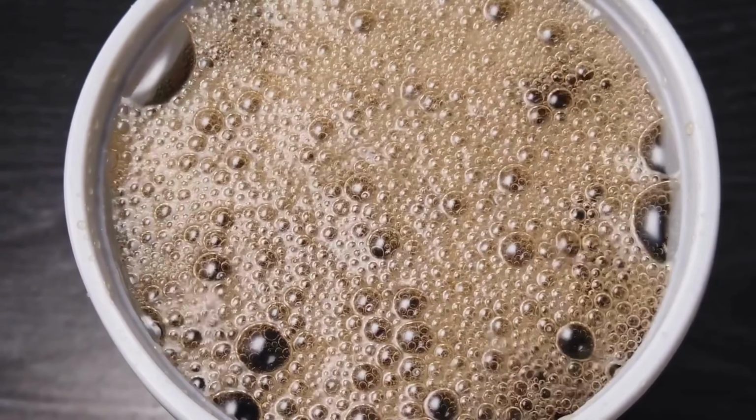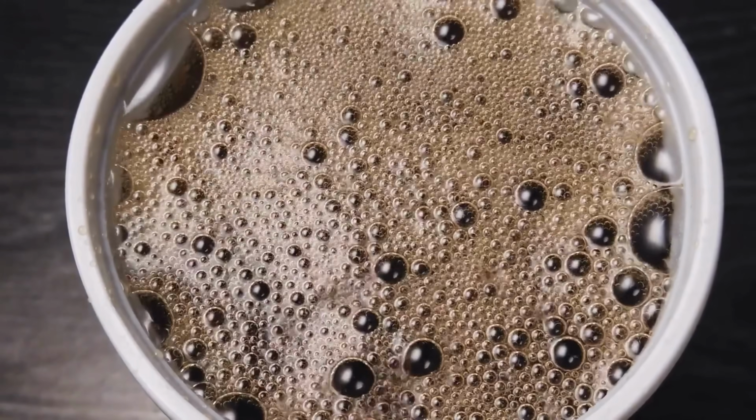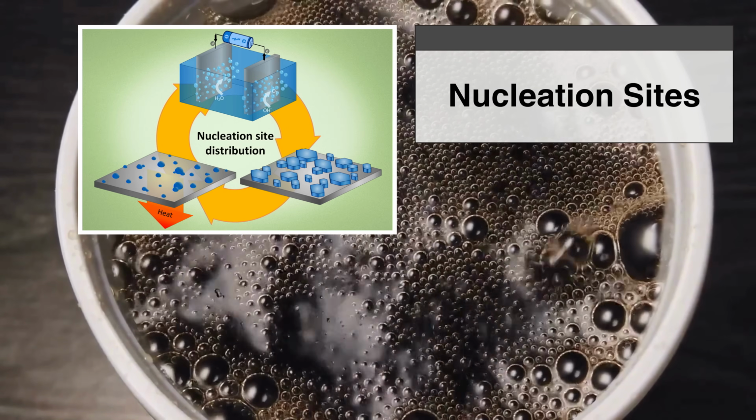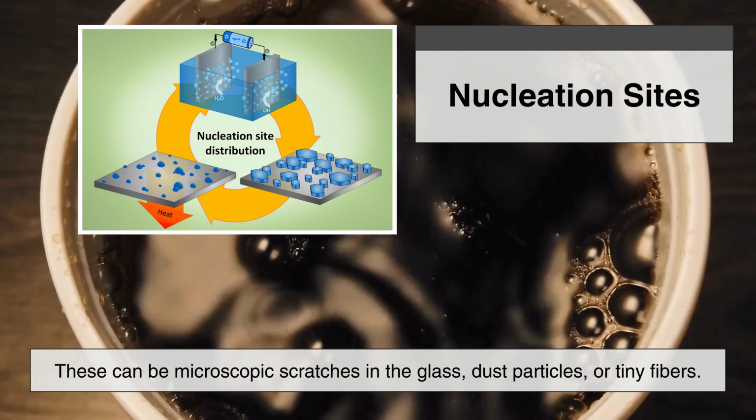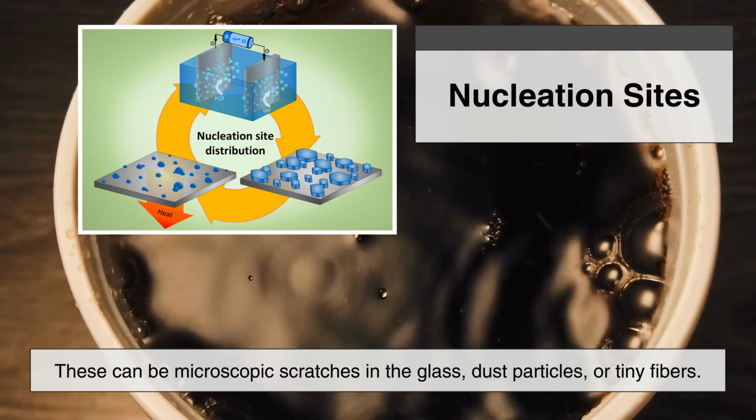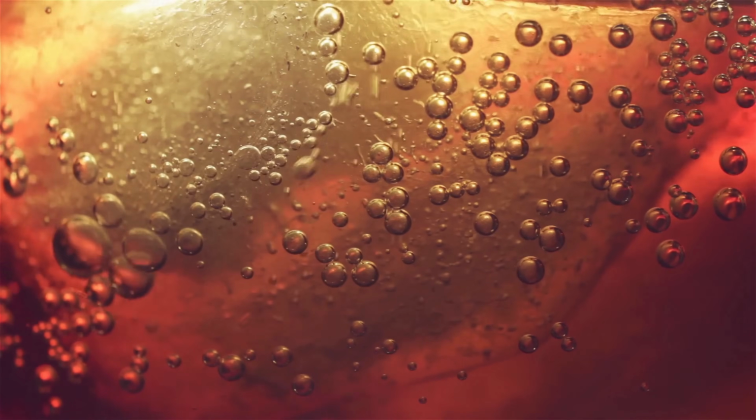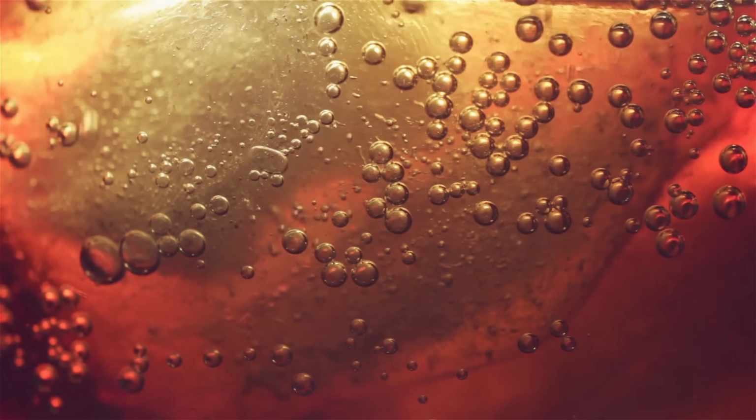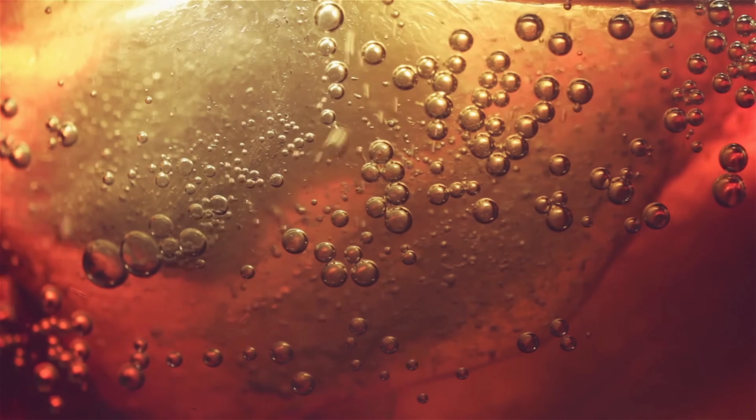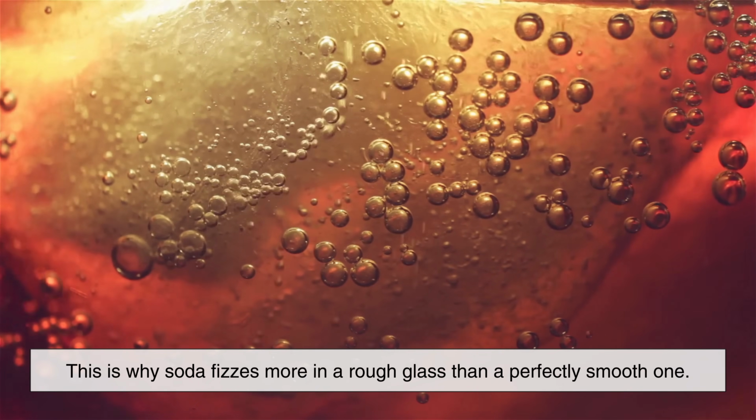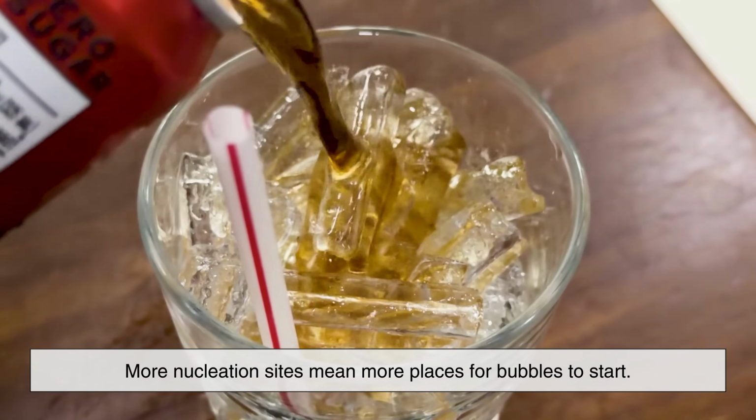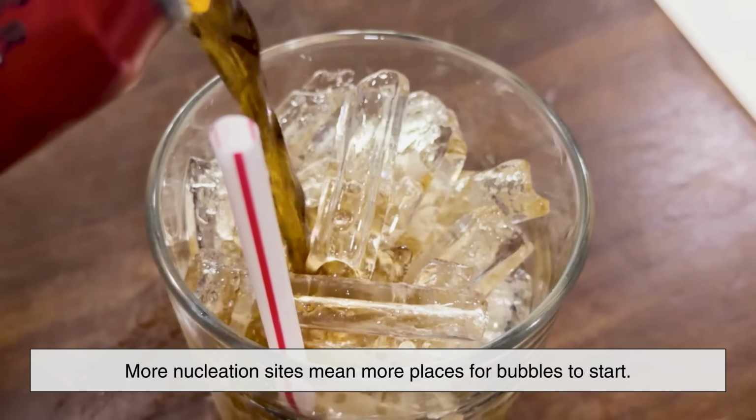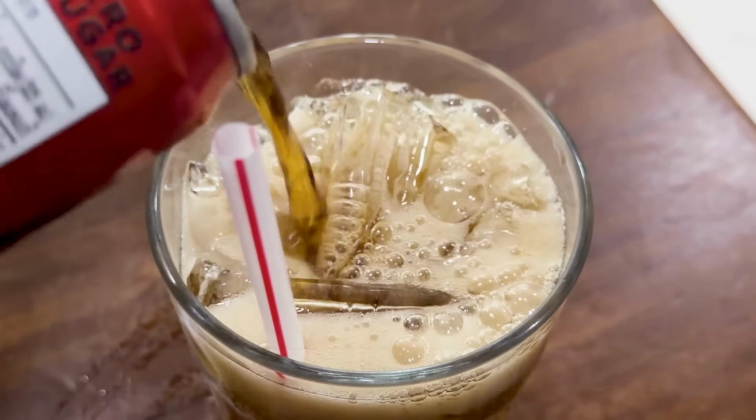Bubbles don't just appear randomly, they need tiny imperfections called nucleation sites to form. These can be microscopic scratches in the glass, dust particles, or tiny fibers. CO2 collects at these spots, forming small bubbles that grow and rise. This is why soda fizzes more in a rough glass than a perfectly smooth one. More nucleation sites mean more places for bubbles to start.